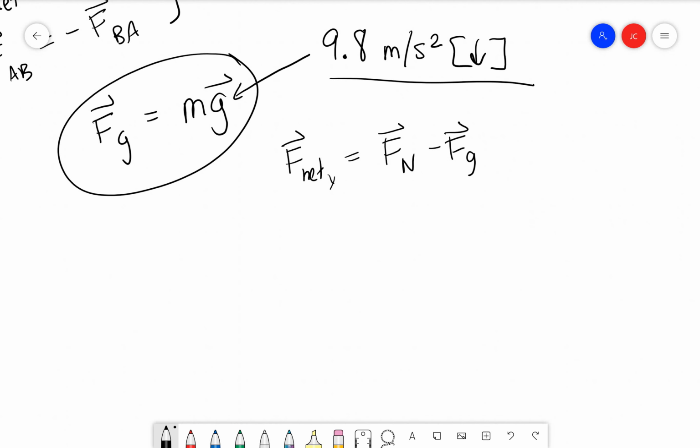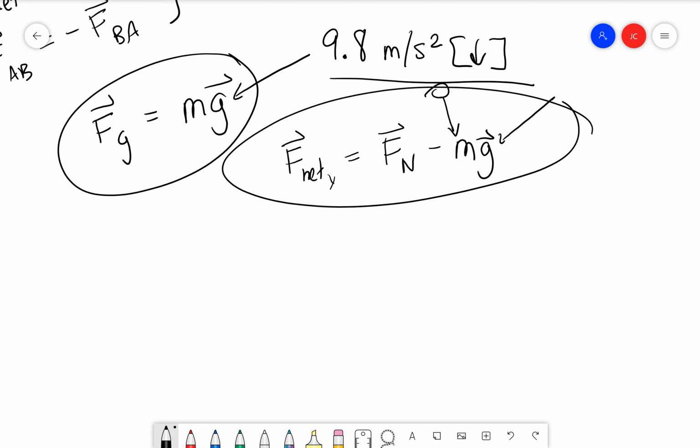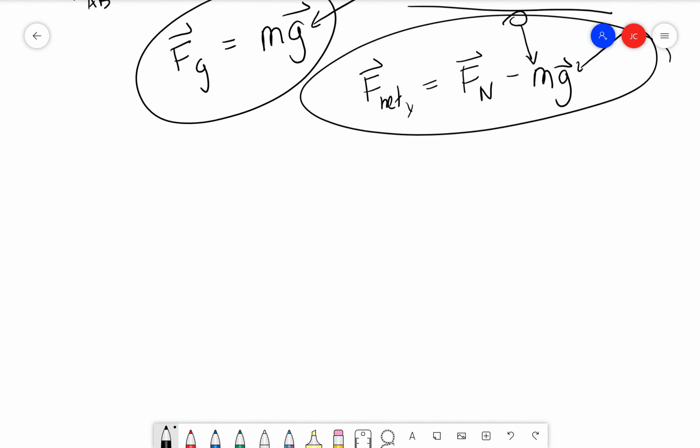You do know it. You can always replace Fg with mass times g. And you know g, and you probably know the mass because it usually tells you in the question. This is very helpful. Saves you a lot of time. Secondly, remember how to expand friction forces.